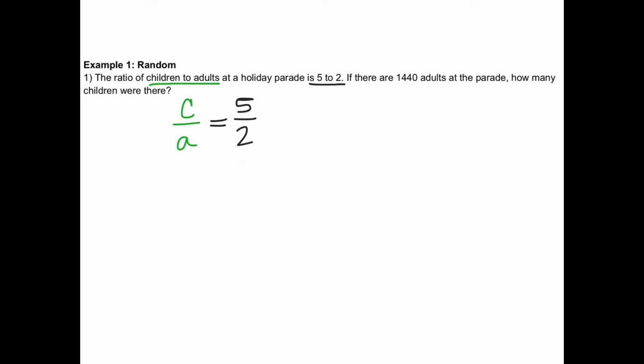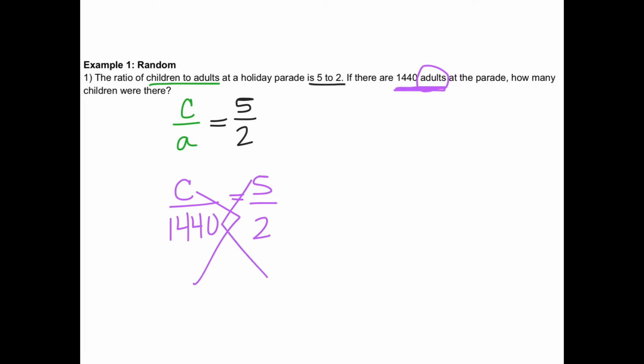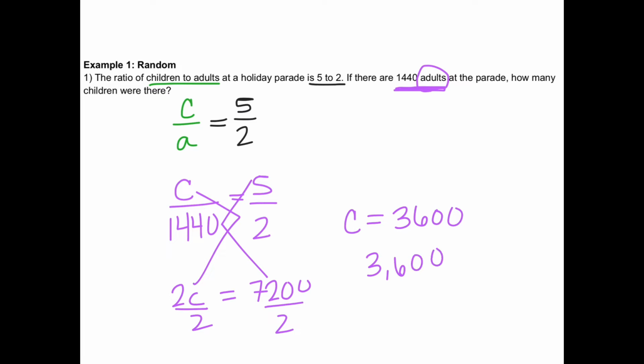Then we can figure out where this 1,440 gets plugged in, and that's just going to use the label of adults. So I'm going to leave the C, but now instead of A, it's going to be 1,440. C over 1,440 equals 5/2. And then we use our cross multiplication to solve for C. After cross multiplying and dividing, I get C equals 3,600. So there were 3,600 children at the parade.